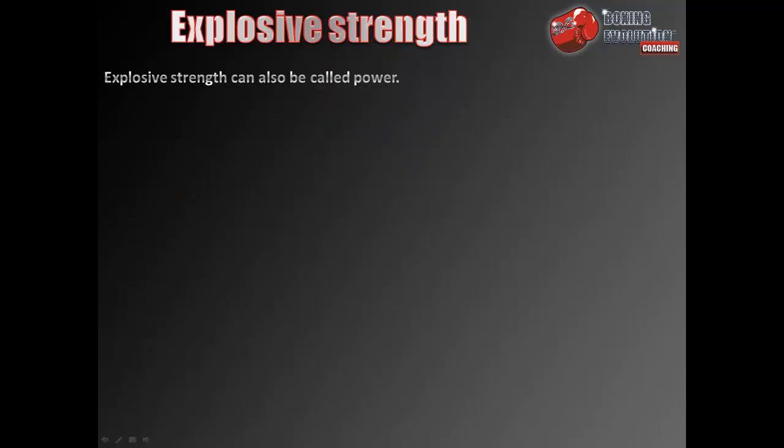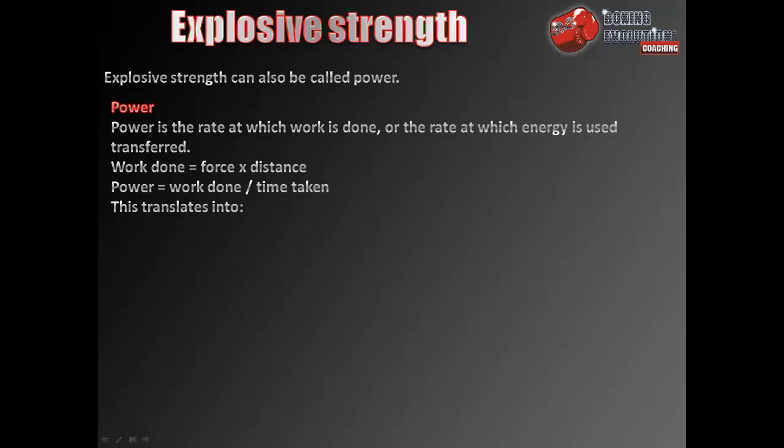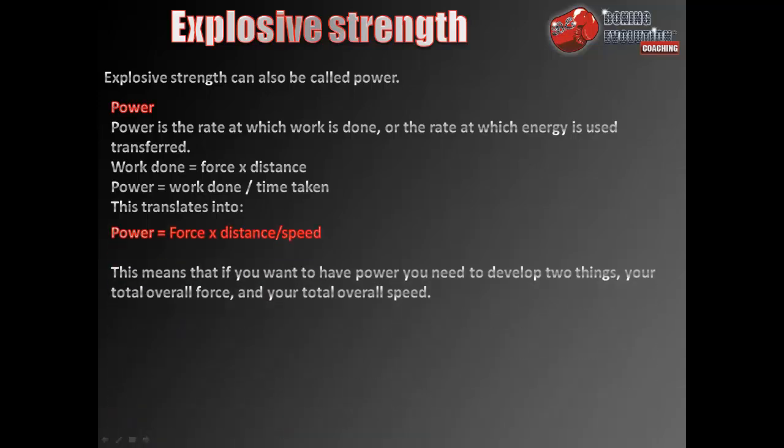Explosive strength. Explosive strength can also be called power. Power is the rate at which work is done, or the rate at which energy is used or transferred. Work done equals force times distance. Power equals work done divided by time taken. This translates into power equals force times distance divided by speed. This means that if you want to have power, you need to develop two things: your total overall force and your total overall speed.